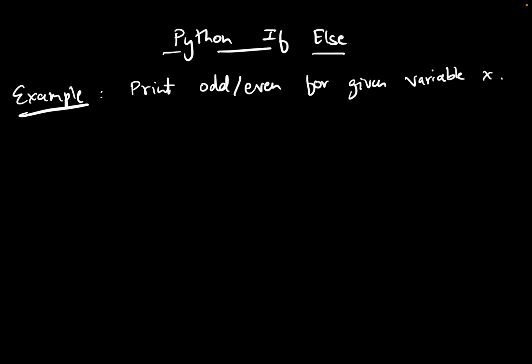So the problem given is that you are given some variable x that has some integer value in it. You need to print odd if that value is odd, and print even if this value is even. Let's remember one thing, that an integer is even if it is divisible by 2, which means that the remainder when that number is divided by 2 should be 0.